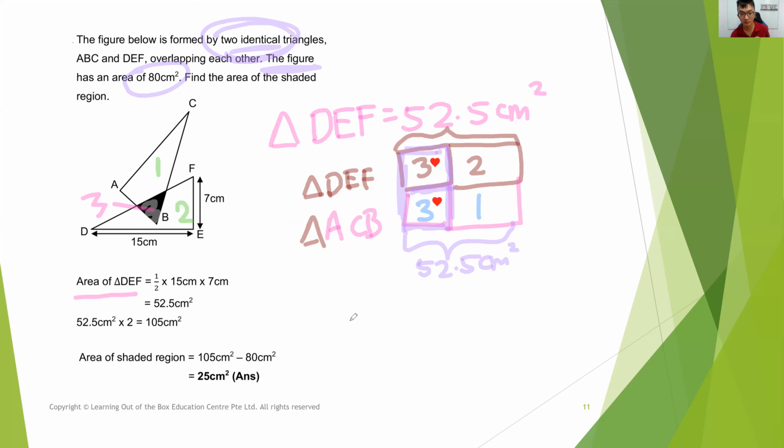1, 2, 3. Okay, so same thing. I will draw the model. I like to draw the model, because I feel that it's easier for me to see. Label here 80 cm square. Okay, so it's 1, 3, and 2.